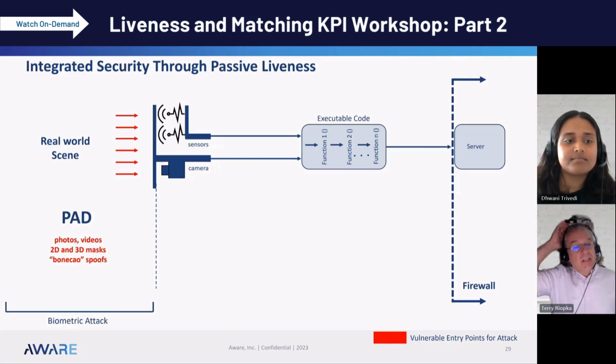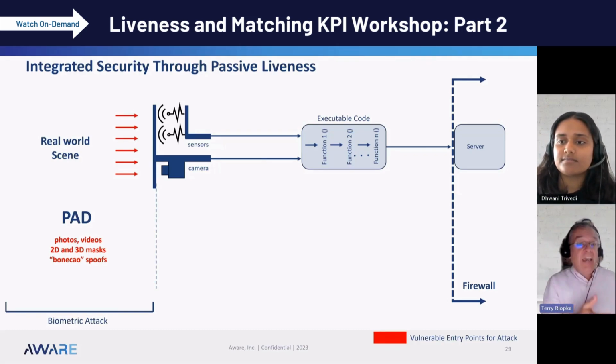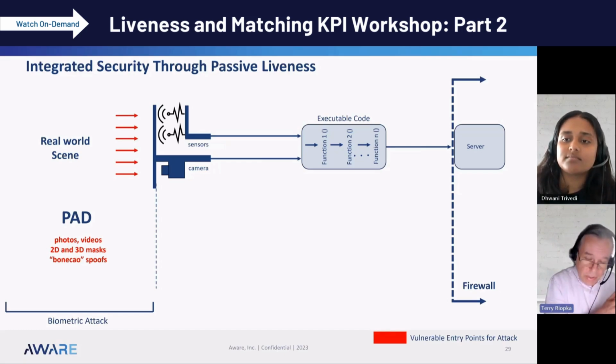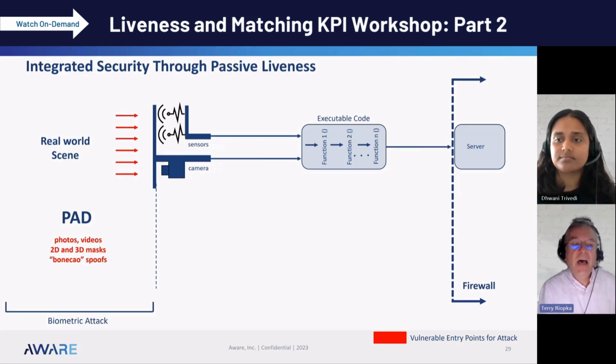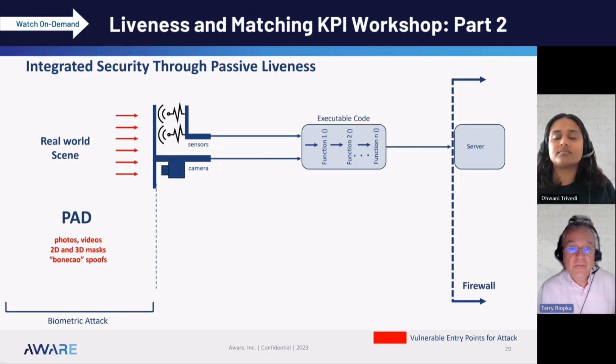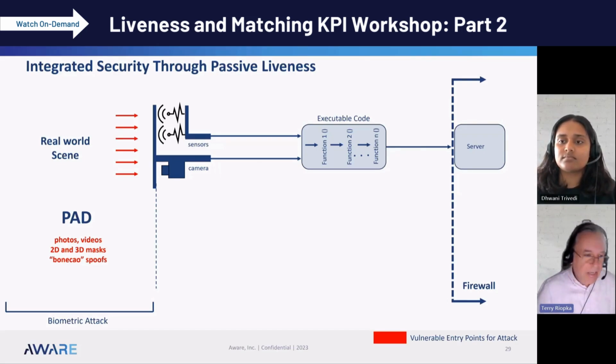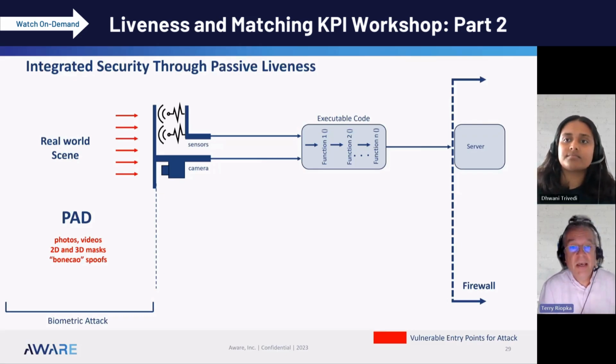And what does PAD deal with? PAD deals with that front end. It deals with the image data or the sensor data, or whatever is coming from the real world. It's evaluating the character of that data. So we're talking about photos, videos, 2D, 3D, mannequins, Bonica spoofs, whatever you want to think of in terms of facsimiles of reality that are presented to the system. And we refer to this as a biometric attack.